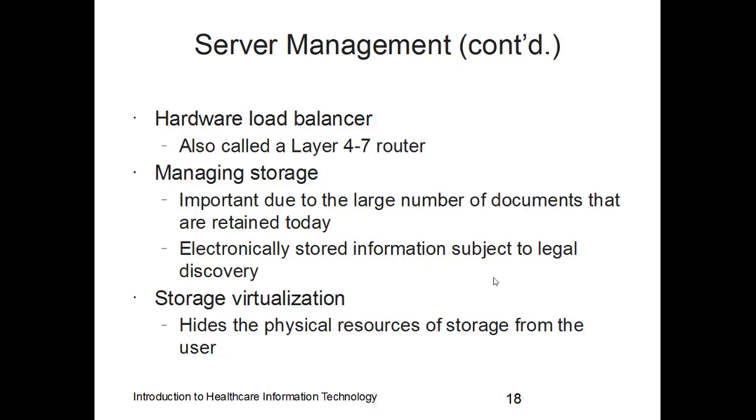The hardware load balancer is also called a layer 4 to 7 router. This helps to balance out that load on the network. This is a physical unit that will direct computers to individual servers in the network. This is based on server processor utilization, number of connections to a server, and overall server performance.